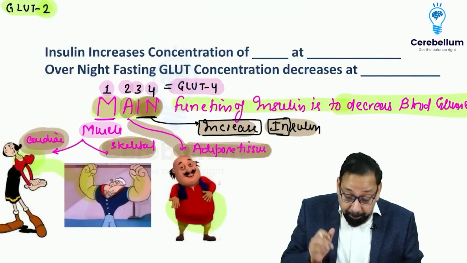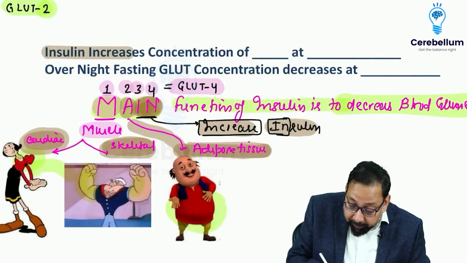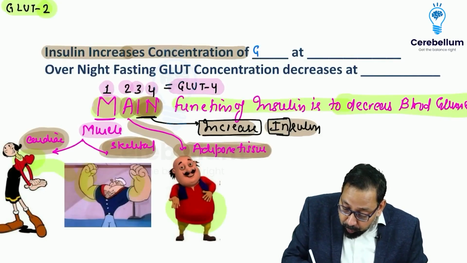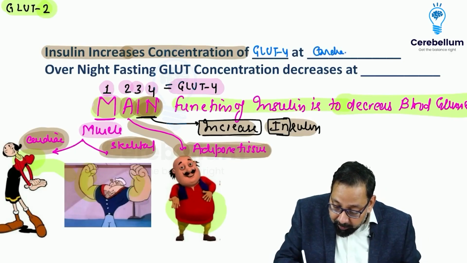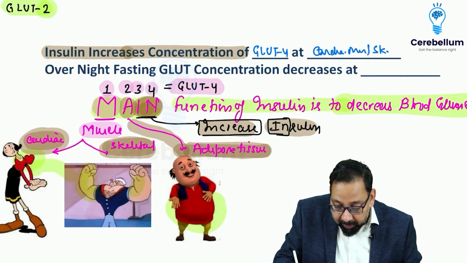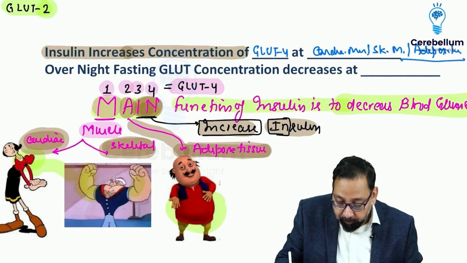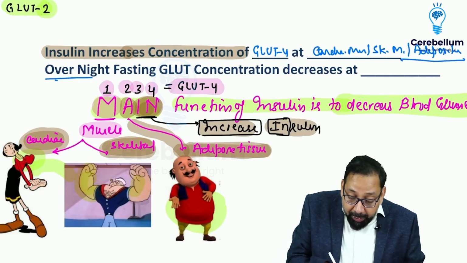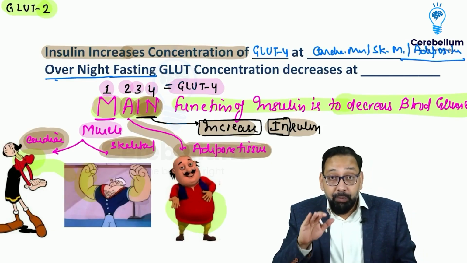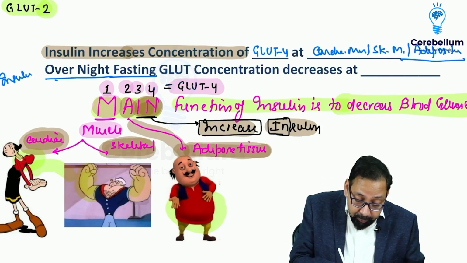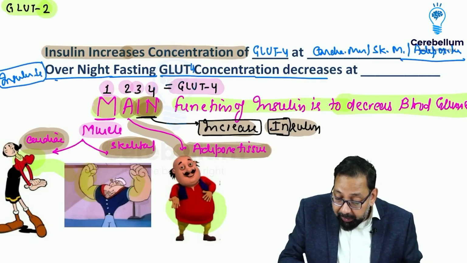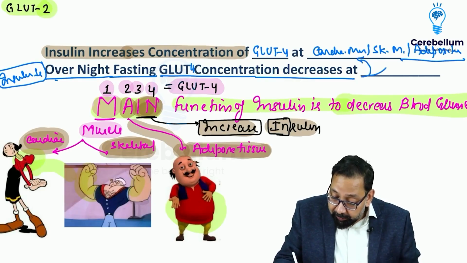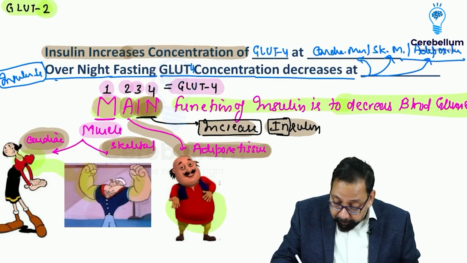So now I complete the statement. Insulin increases the concentration of glucose transporter 4 at cardiac muscle, skeletal muscle, and adipose tissue. Clear? Overnight fasting means in fasting, insulin decreases. So glucose transporter 4 concentration will decrease at cardiac muscle, skeletal muscle, and adipose tissue.